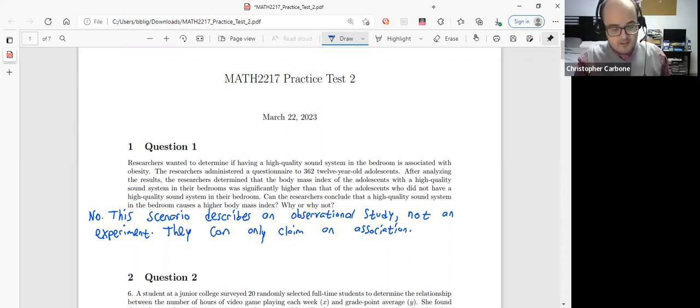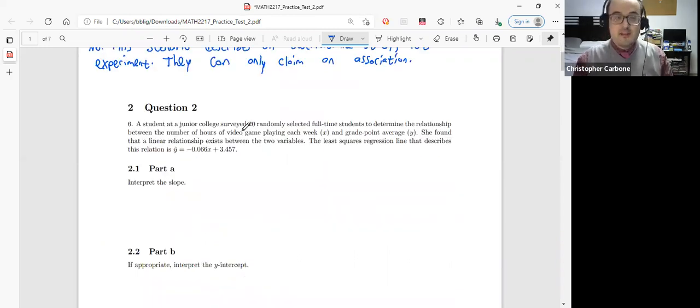All right, on to the second question. So a student at a junior college surveyed 20 randomly selected full-time students to determine the relationship between the number of hours of video game playing each week, X, and the grade point average, Y. She found that a linear relationship exists between the two variables, and the least squares regression line that describes this relation is y hat is equal to negative 0.066 times x plus 3.457. And for part A, we want to interpret this slope.